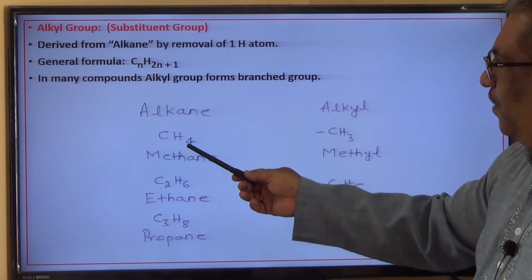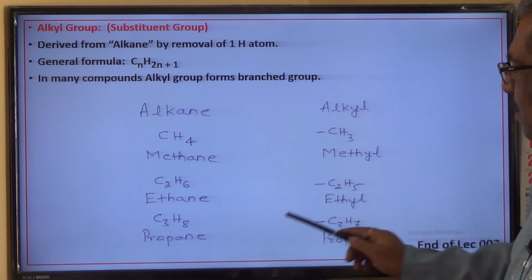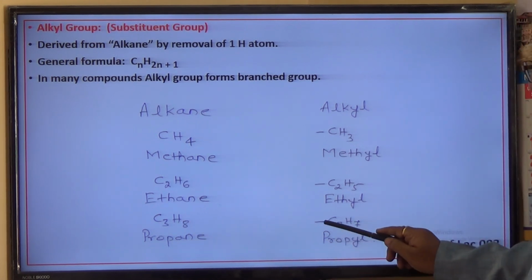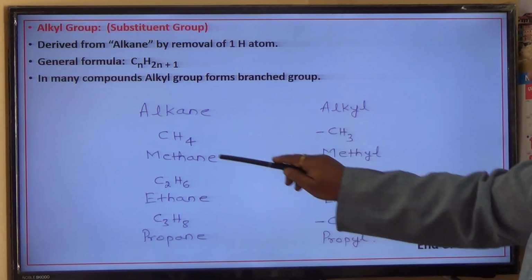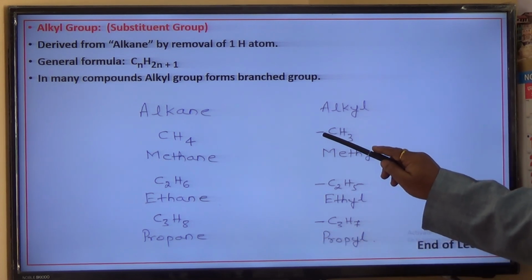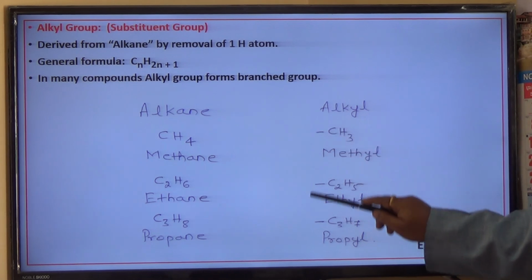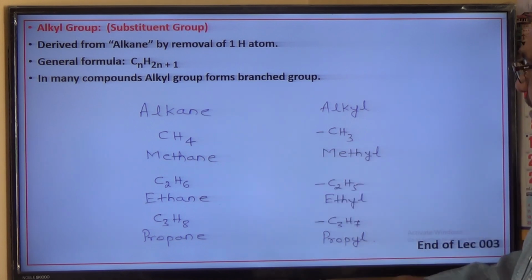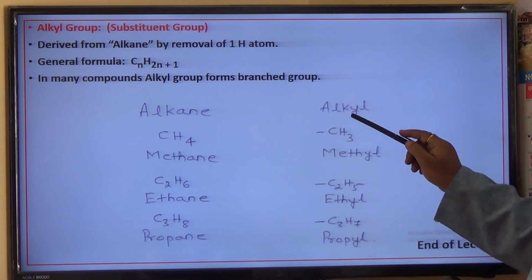So CH4 is methane, CH3 with a bond is methyl. C2H6 is ethane, C2H5 with a bond is ethyl. C3H8 is propane, C3H7 with a bond is propyl. Comparing these two, here all the valencies are filled, here one valency is remaining. That means this carbon atom is ready to attach to another neighboring atom, and one hydrogen is less compared to the alkanes. Therefore, if one hydrogen atom is removed from alkane, it forms an alkyl group.